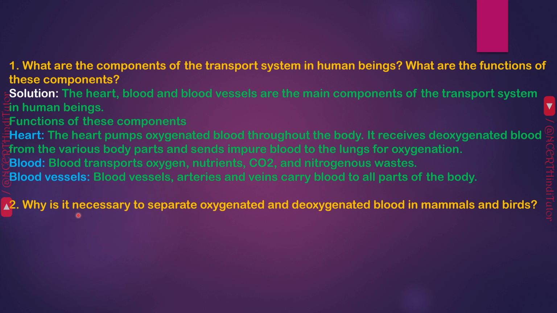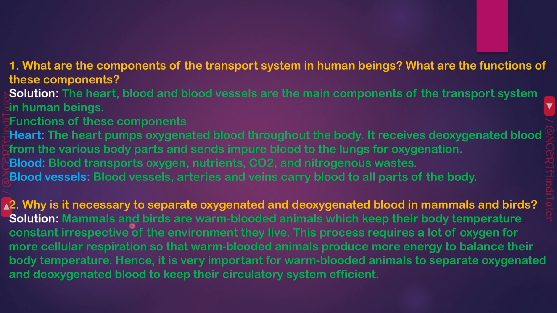Question 2. Why is it necessary to separate oxygenated and deoxygenated blood in mammals and birds? Answer. Mammals and birds are warm-blooded animals which keep their body temperature constant irrespective of the environment they live in. This process requires a lot of oxygen for more cellular respiration so that warm-blooded animals produce more energy to balance their body temperature. Hence, it is very important for warm-blooded animals to separate oxygenated and deoxygenated blood to keep their circulatory system efficient.